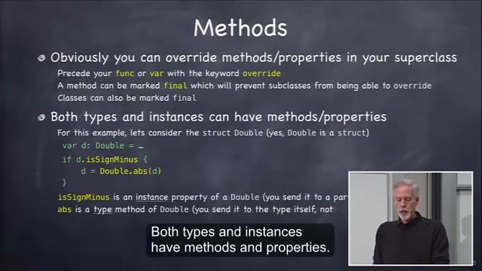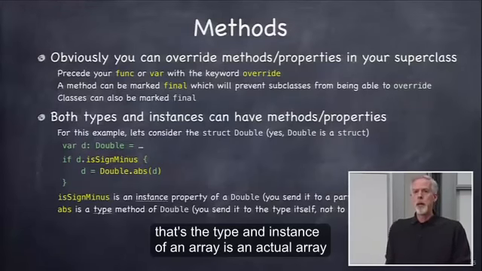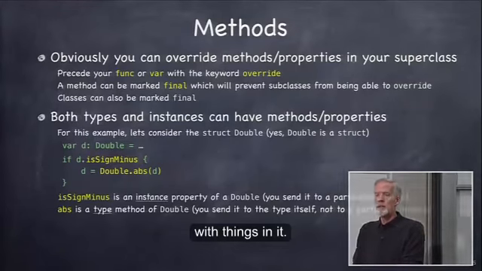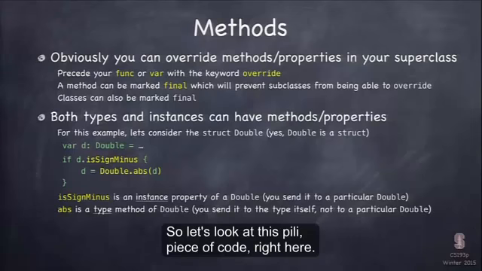Both types and instances have methods and properties. So a type is like Array, that's the type. An instance of an array is an actual array with things in it. Okay. Let's look at this piece of code right here.